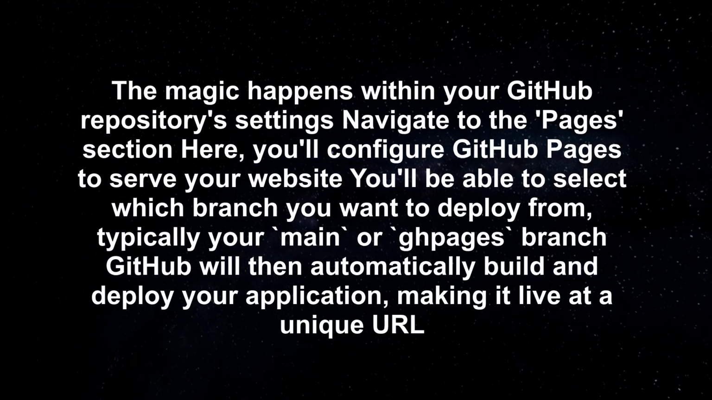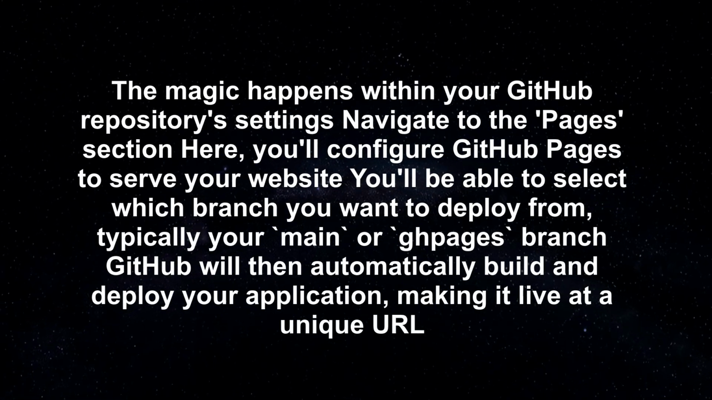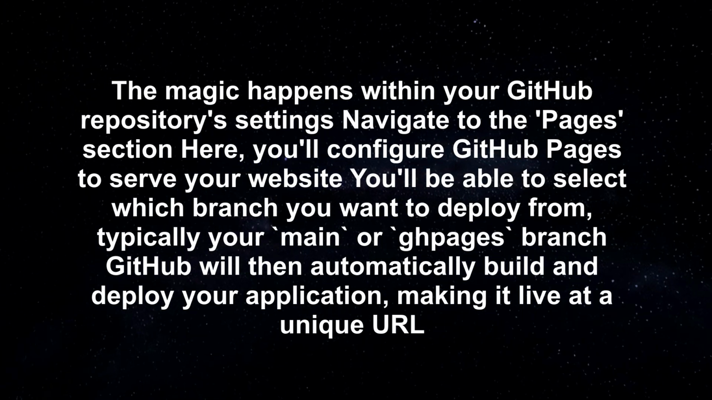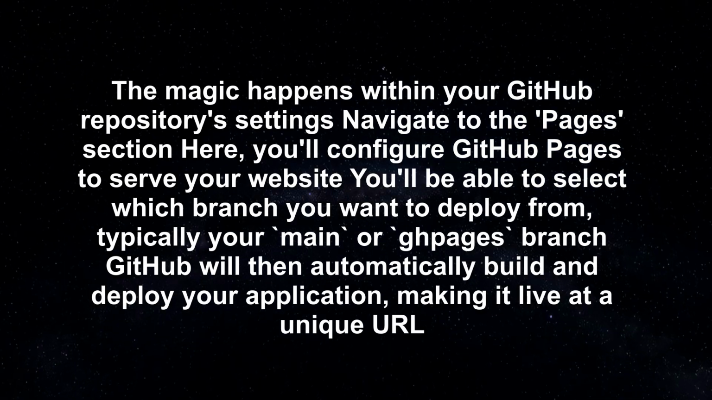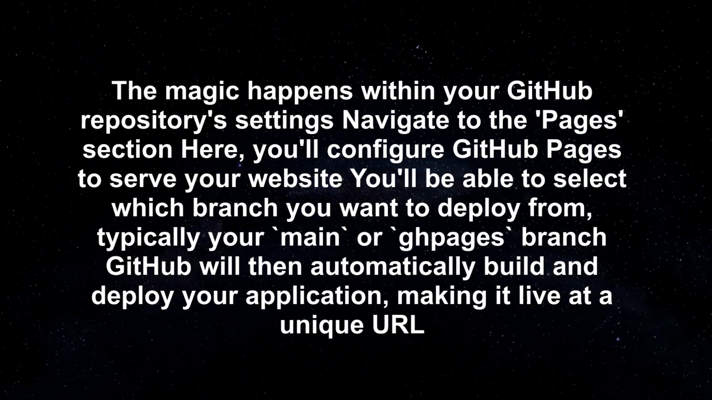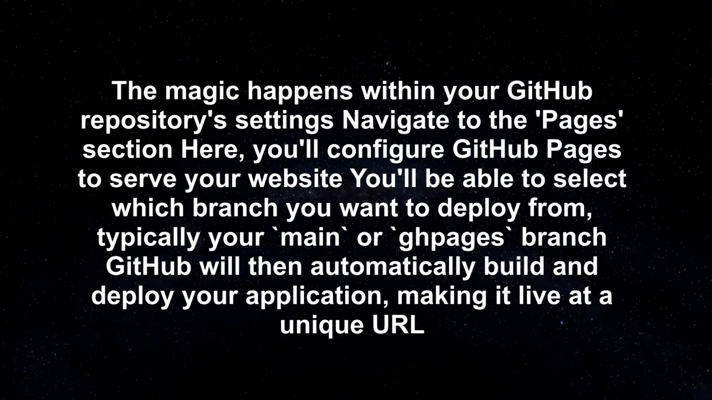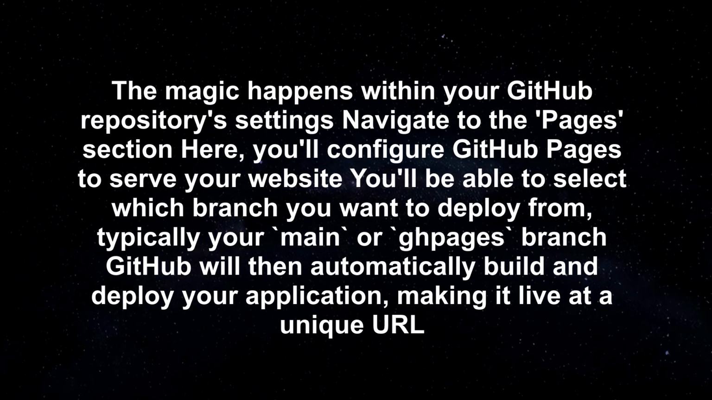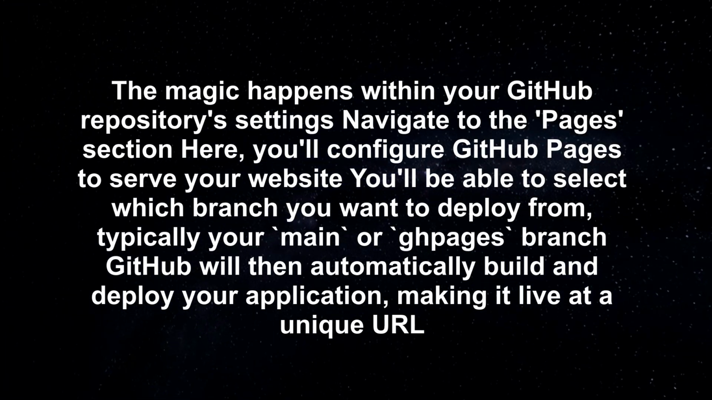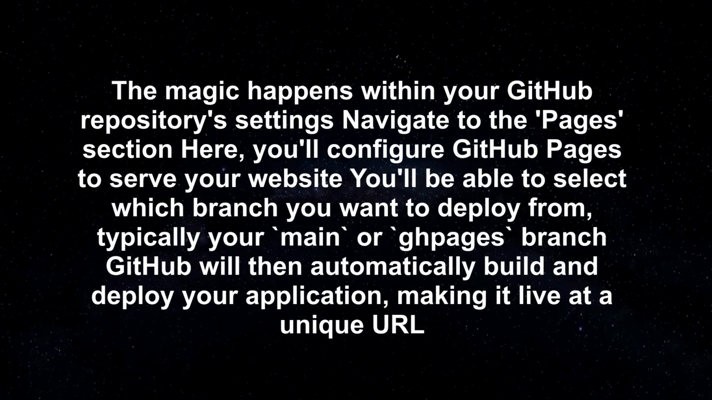The magic happens within your GitHub repository settings. Navigate to the Pages section here. You'll configure GitHub Pages to serve your website. You'll be able to select which branch you want to deploy from. Typically, your main or gh-pages branch. GitHub will then automatically build and deploy your application, making it live at a unique URL.